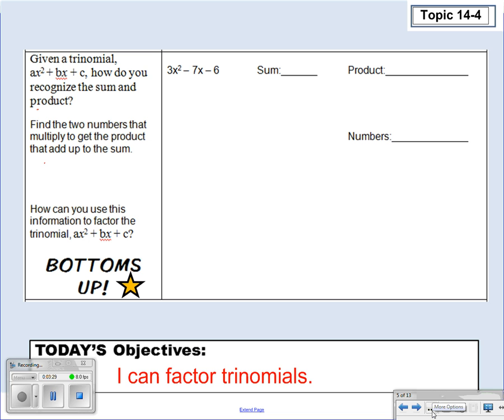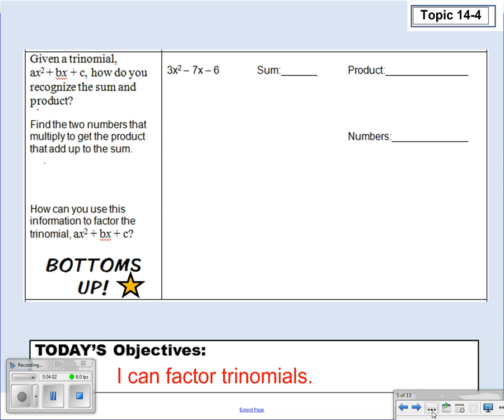It is helpful if you have your previous topics out, because we will be dealing with how to find products and sums like we've done in 14.3 and 14.2. Learning how to do the products and sums, they do come in handy. So the first thing I want you to do is look at a given trinomial and figure out, how do we recognize the sum and the product? Because I need to know what the sum and the product are before we can then find the factors of them.